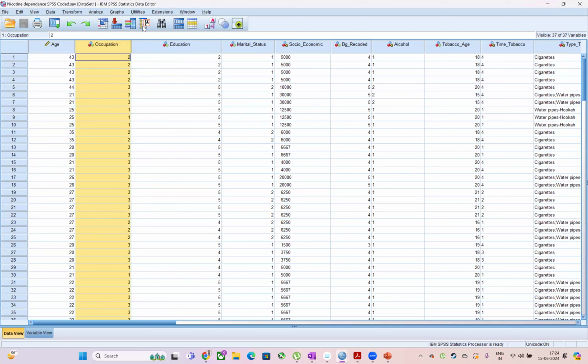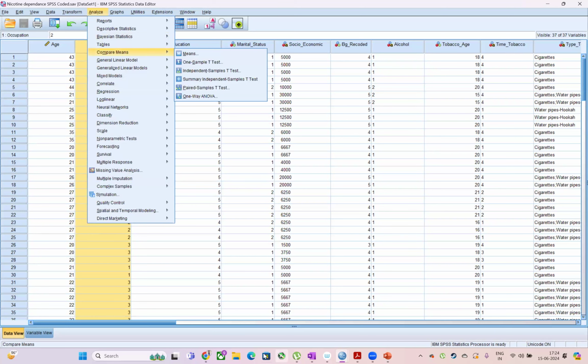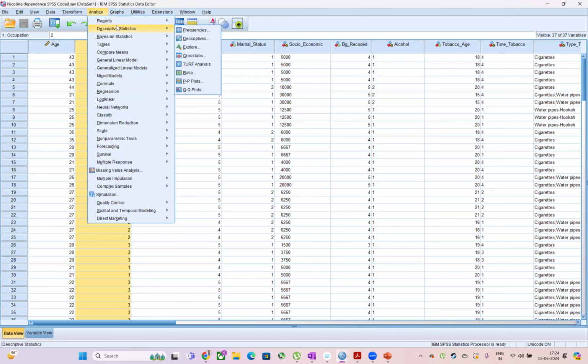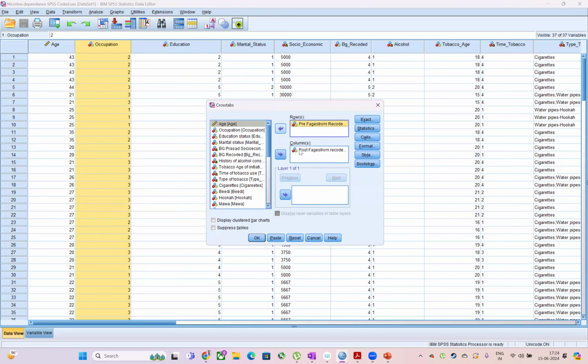Chi-square. Exactly. So in SPSS, I'm going to show you now how to use chi-square. You are going to go to Analyze, then Descriptive Statistics, then Crosstabs. Here you are going to select occupation and put it into the rows. All the independent variables will go into the rows, and the dependent variable will go into the column. Where is the dependent variable? I have it over here.